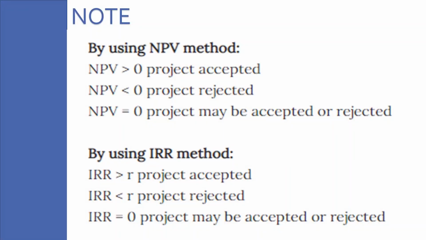Now the same is the scenario even in the internal rate of return, where if the internal rate of return, after using that method, which I'm not going to show you in the illustration, is lesser than r, which is the rate given in the question, then you have to reject the project. If it is greater than the rate, then you need to accept the project, and if it is equal, then you need to accept or reject depending on the circumstances and the situations given in the question.